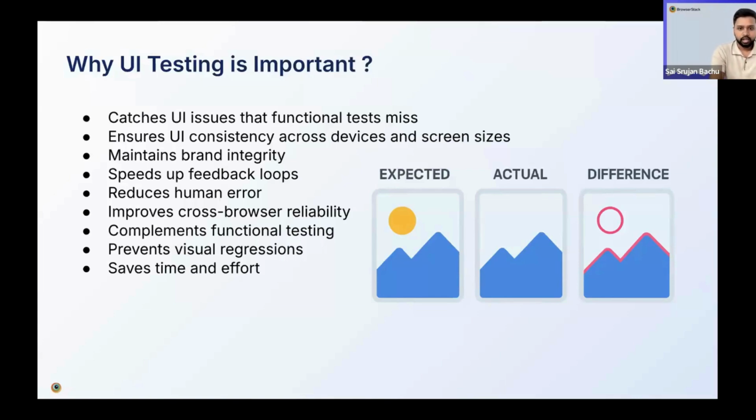But what if the color of the button gets changed? What if the text gets changed? There's no way for you to identify that just with functional testing in an easy manner. So all of this brings the emphasis on having UI testing in place.